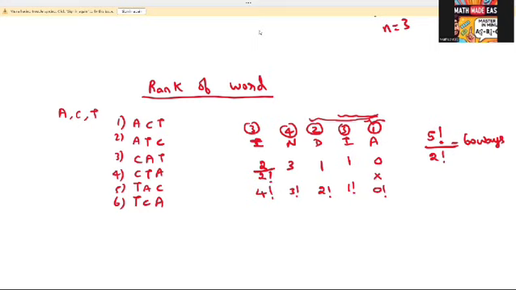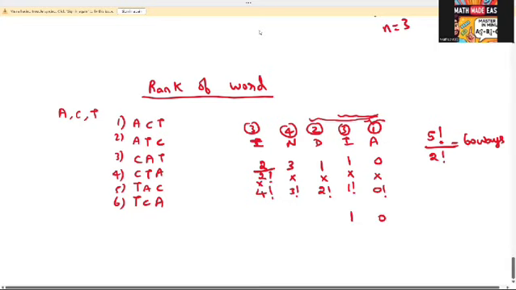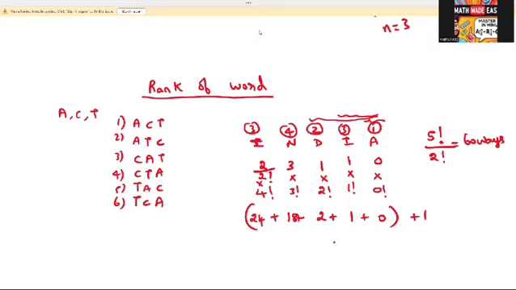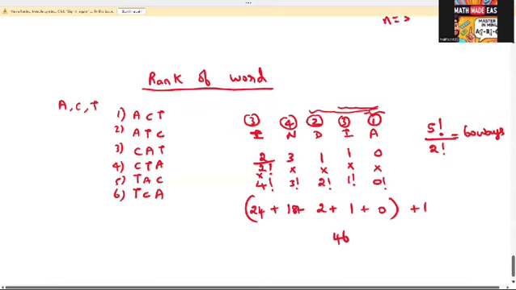Now, multiply all of these correspondingly. So 0 into 0 factorial will be 0, 1 into 1 factorial will be 1, 1 into 2 factorial will be 2, 3 into 3 factorial will be 3 into 6, 18, 2 into 2 factorial divided by 2 factorial will just become 1, 1 into 4 factorial will be 24. Add all of this and finally add plus 1 to get the rank of this word INDIA. So 24 plus 18, 42, 42 plus 2, 44, 44 plus 1, 45, 45 plus 1, 46. So 46 is the rank of the word INDIA.